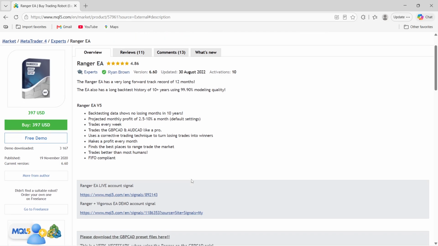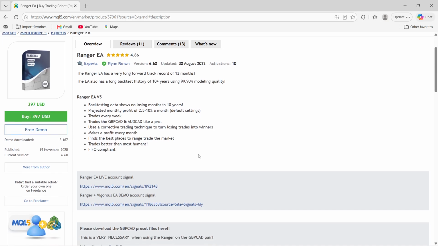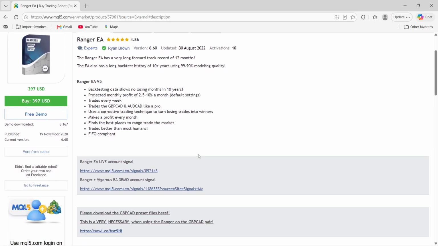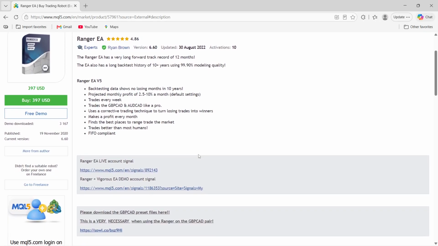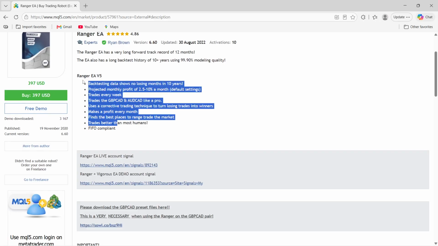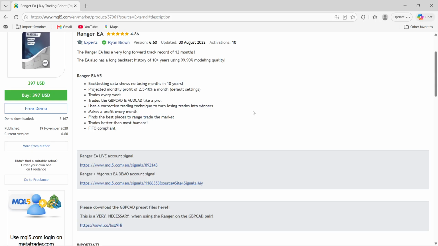The core idea is a corrective trading technique that turns losing trades into winners. It finds the best places to range trade the market using candlestick patterns and price action analysis. The EA is said to trade better than most humans and it is FIFO compliant. You can see most of those here. So we have all that here, what it's about.